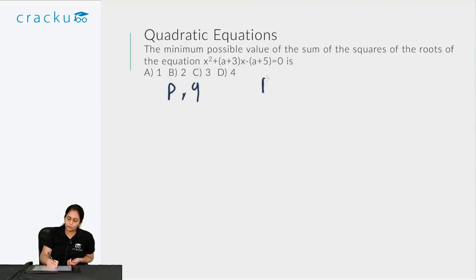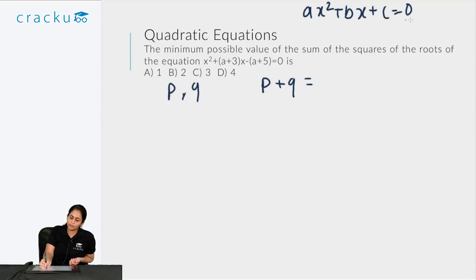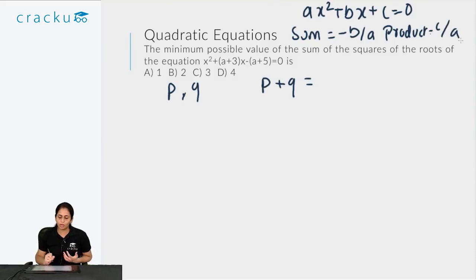The sum of the roots p plus q is given by minus b by a, where for an equation of the form ax square plus bx plus c equal to 0, the sum of the roots is minus b by a and the product of the roots is equal to c by a. This is the basic concept that you need to know to solve this question.